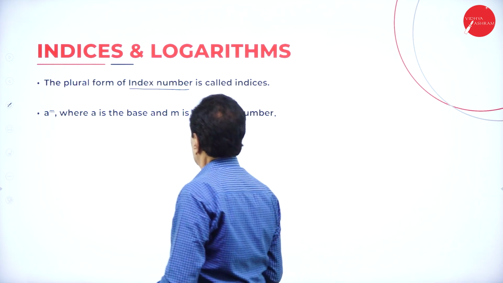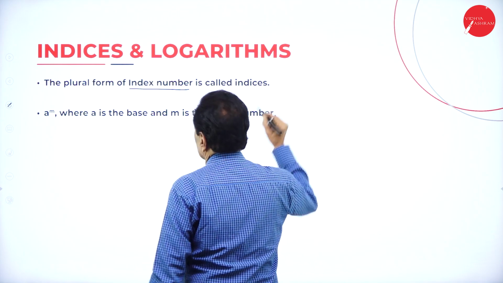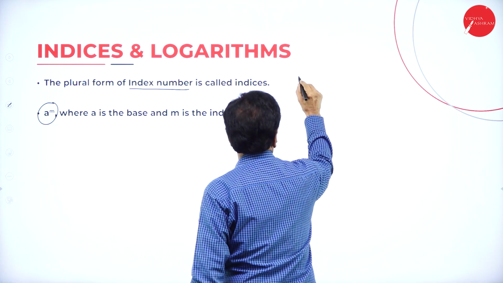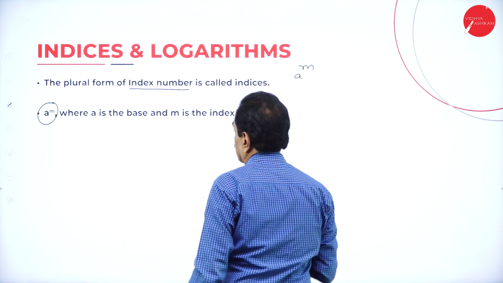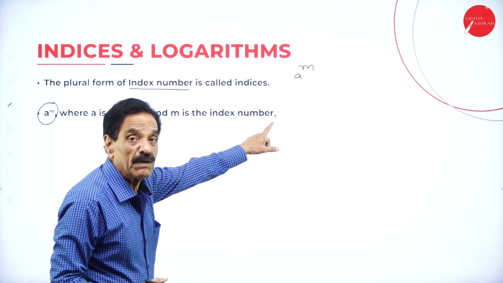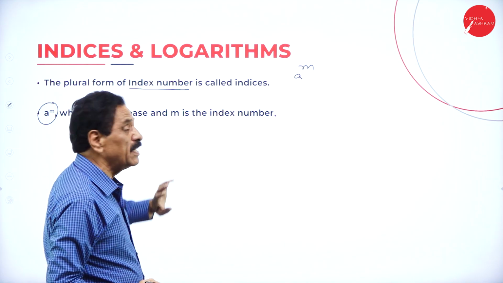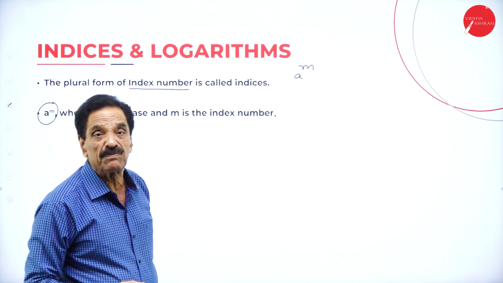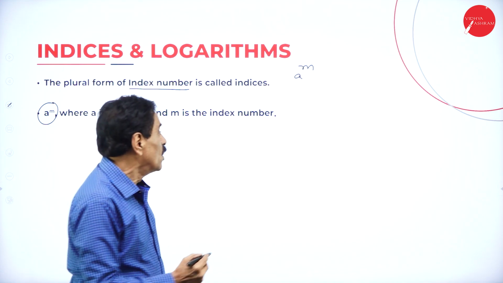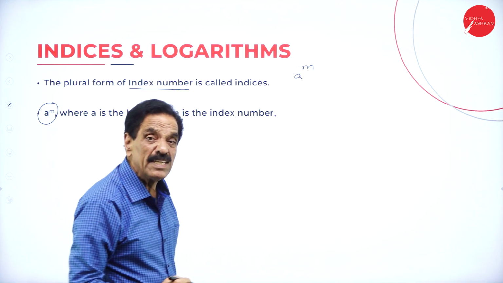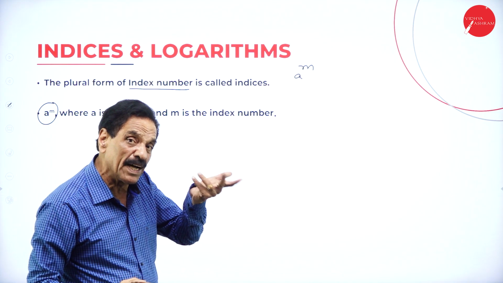Assume that if we write like this, a to the power of m, m is the index number, a is the base. The plural of the index number is called indices. We can write like this also: a can be multiplied how many times? m times. A can be multiplied by m times.